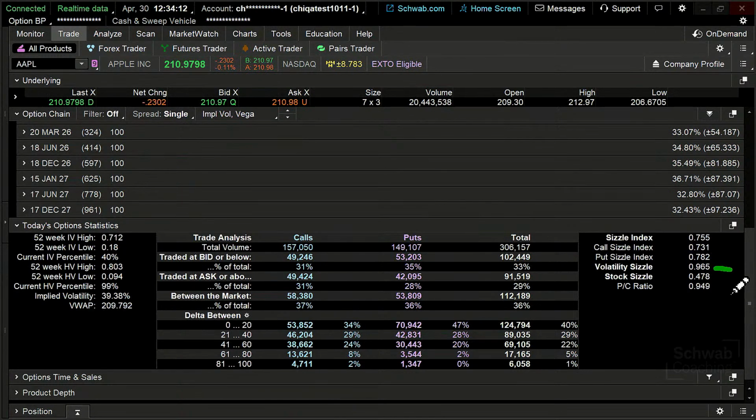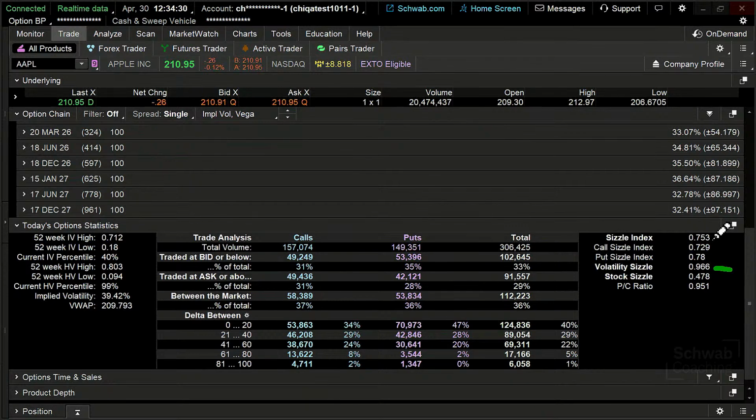That's volatility sizzle. You can do the same thing with stock sizzle, with sizzle index, with call sizzle, with put sizzle. Sizzle index is simply the average of the call and the put sizzle. Where are those call and put prices going? Are they moving higher? Are they moving lower? And this tells us that those prices are moving lower.